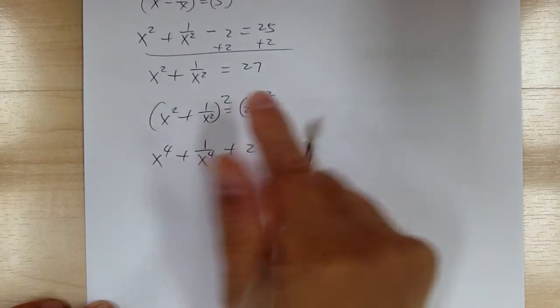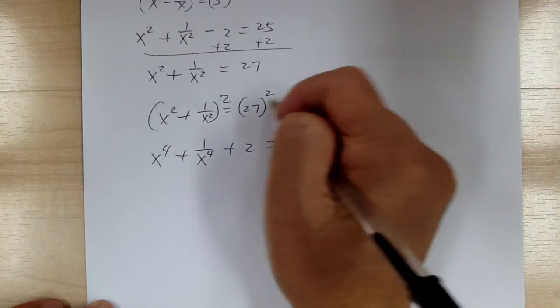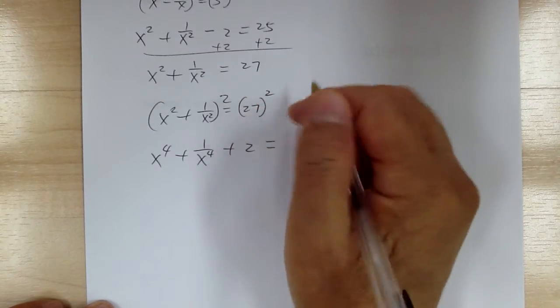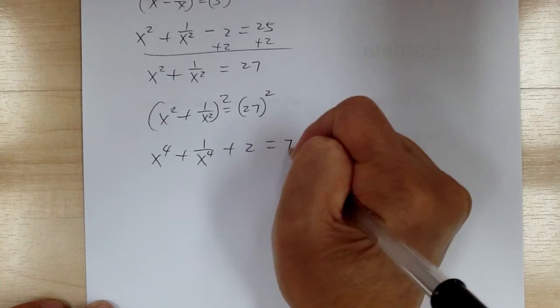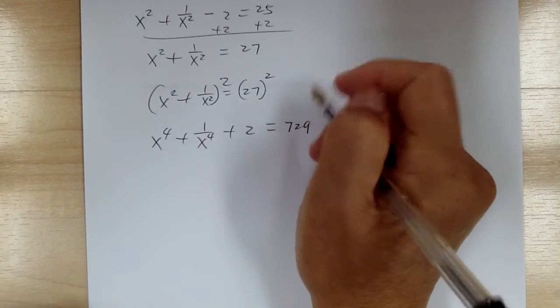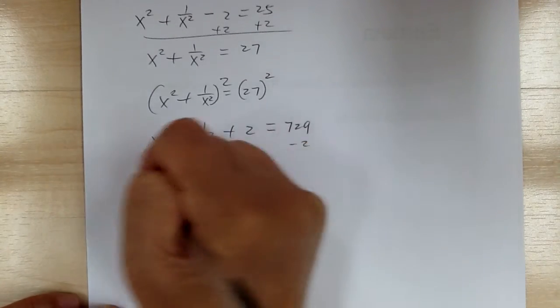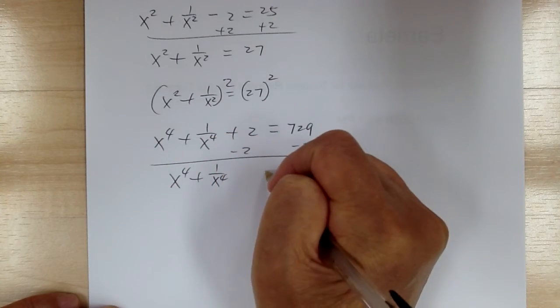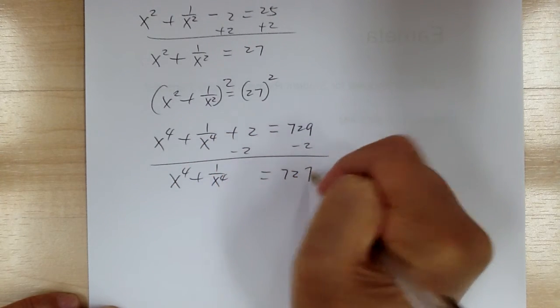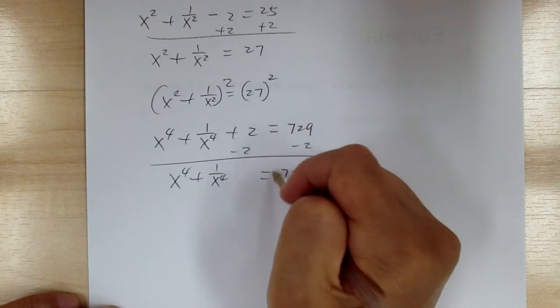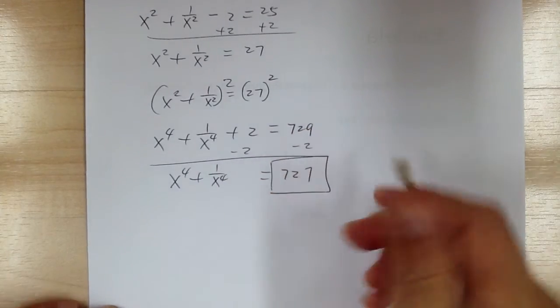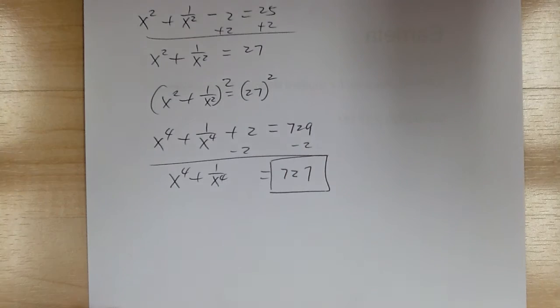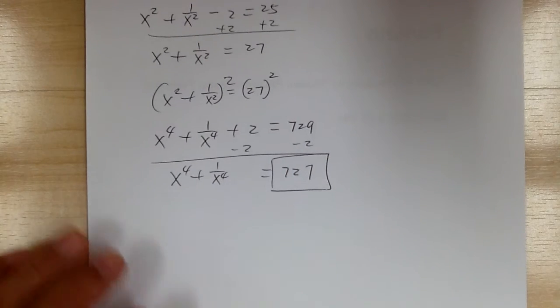And this will equal 27 squared. Use your calculator, or you can multiply manually. You get 729. And then minus 2 on both sides. So you get x to the 4 plus 1 over x to the 4 equal to 727. Okay, so that's it. So we don't even need to use that. Okay, let's go to 148.